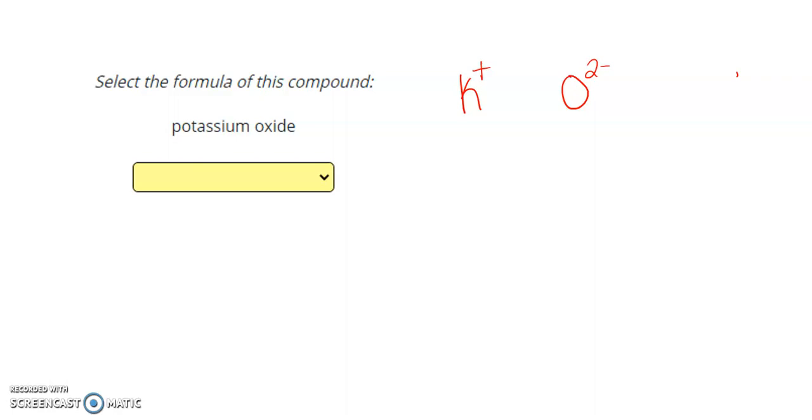So what you're going to do, you can think about this a couple ways. One way you can think about it is that you would need two of these positive guys to cancel out this 2 negative. But you can also do something called swap, drop, ignore, where you take this charge here, swap it to oxygen, drop it to the bottom, and then ignore the plus or minus. For oxygen, you can take the 2 negative, swap it to potassium, drop it to the bottom, ignore the plus or minus. That means you're going to take the number of the charge from here, put it down there, and the number of the charge here, and put it down there.